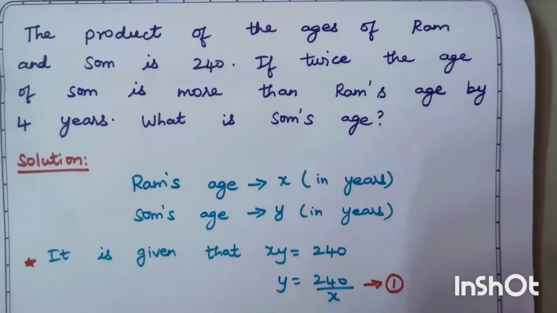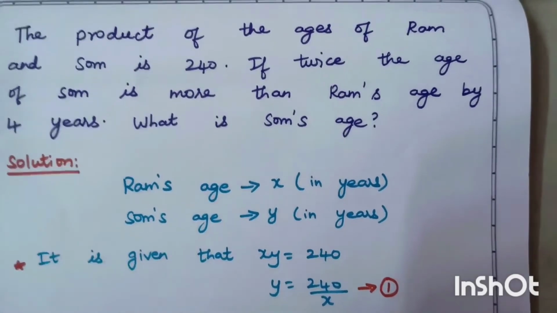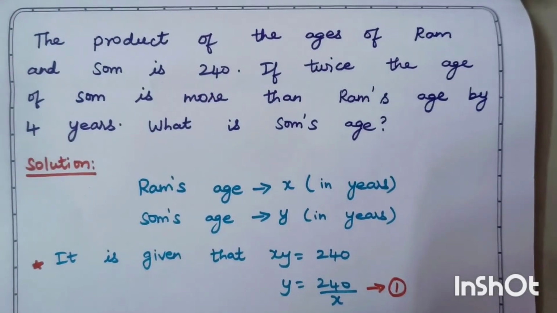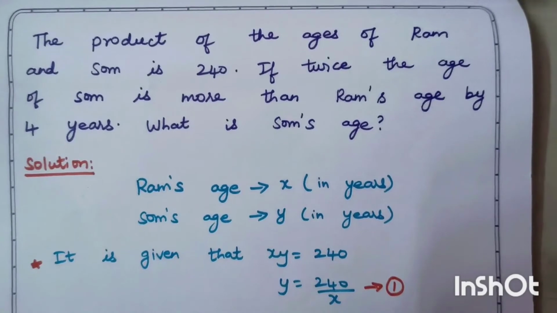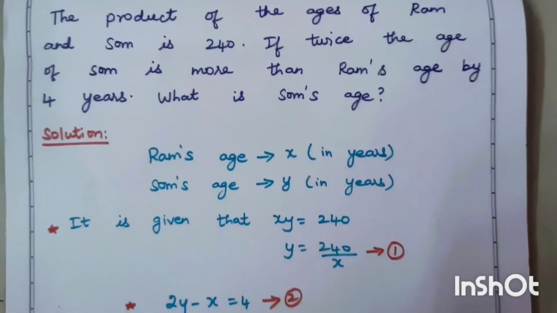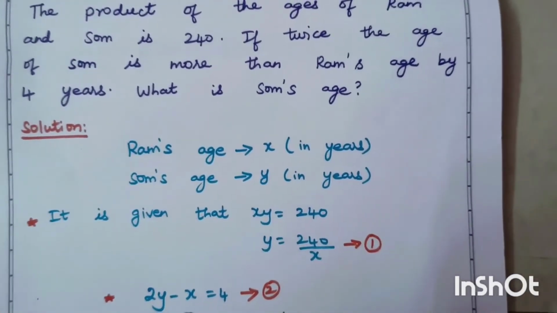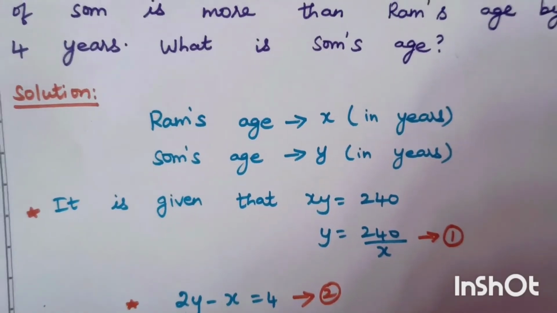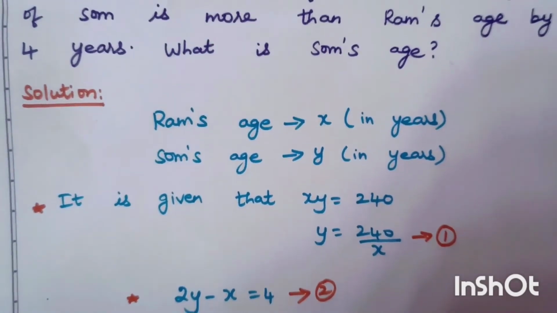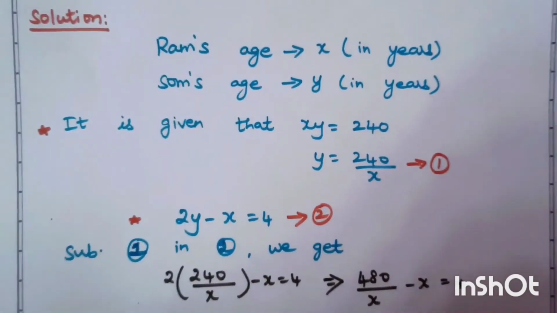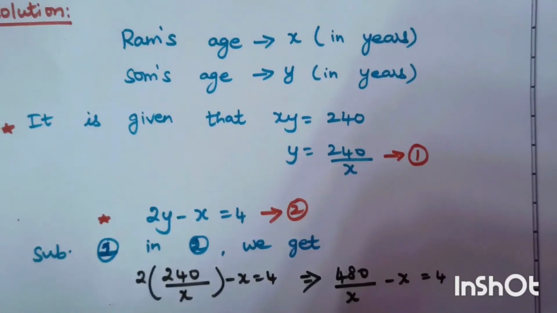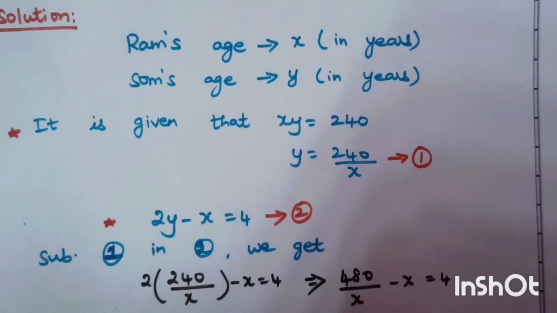And in the question, it is also given that twice the age of Som, that is 2 into y, is more than Ram's age, right? So we have to put the negative symbol over there. So it's more than Ram's age by 4 years. So 2y minus x is equal to 4. Alright, so that will be the second equation. We have to substitute the first equation in the second equation. So we get 2 into 240 by x minus x is equal to 4. Alright, so 2 into 240, that is 480. So 480 by x minus x is equal to 4.